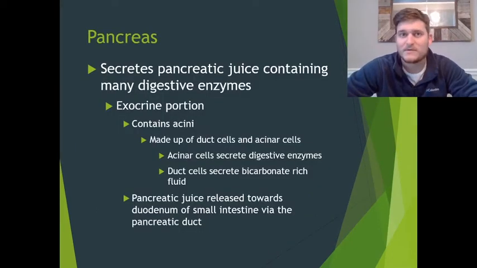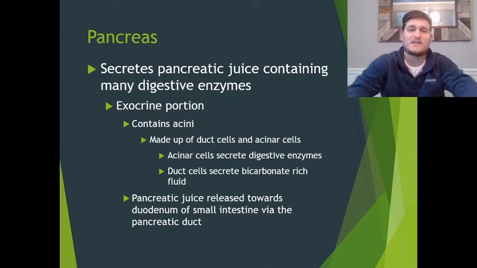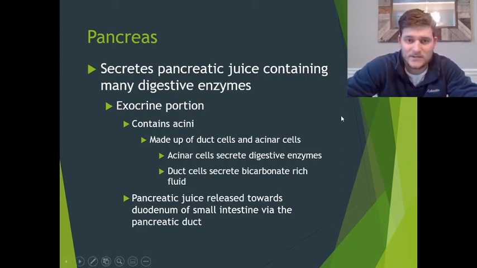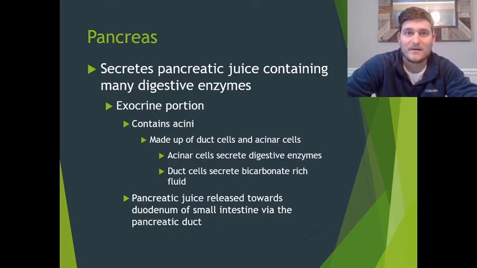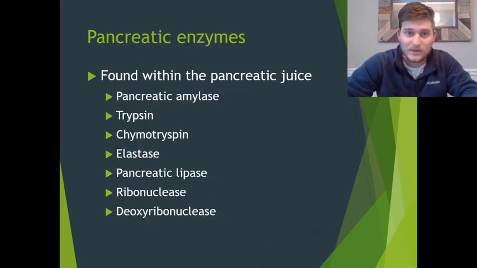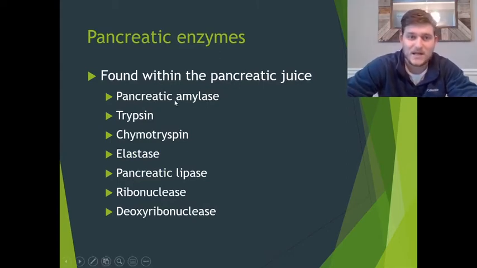The pancreas is going to be a very important organ that releases digestive enzymes into the small intestine. And so it's going to create its own pancreatic juice that is released into the small intestine in order to further break down and further digest food. Some of the enzymes that are located within that pancreatic juice are pancreatic amylase. So again, amylase, breakdown of carbohydrates. It's produced in the pancreas, so pancreatic amylase. Trypsin, chymotrypsin, elastase are going to help break down different proteins. Pancreatic lipase, so again, breaking down lipids.